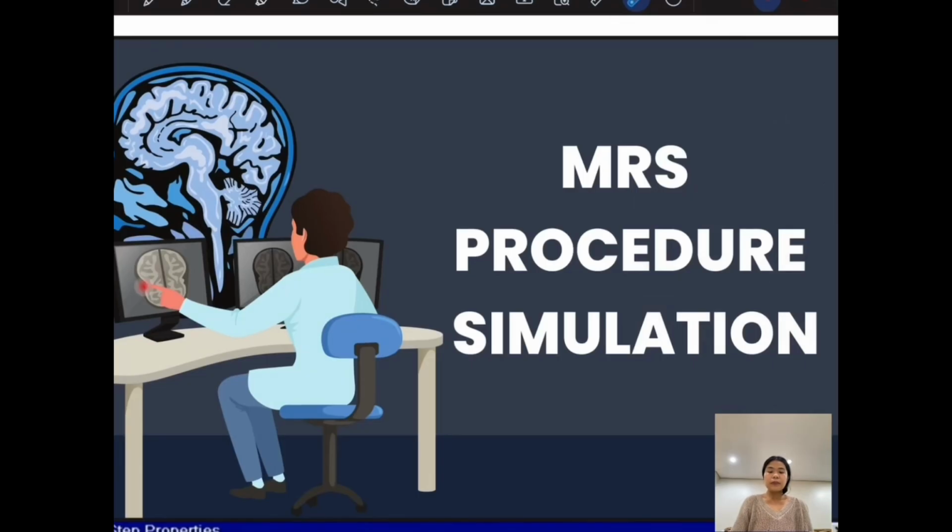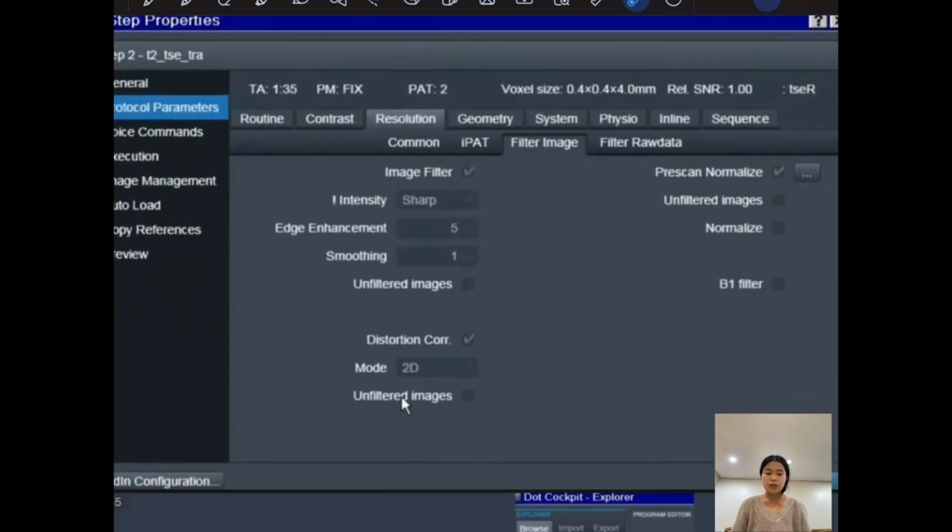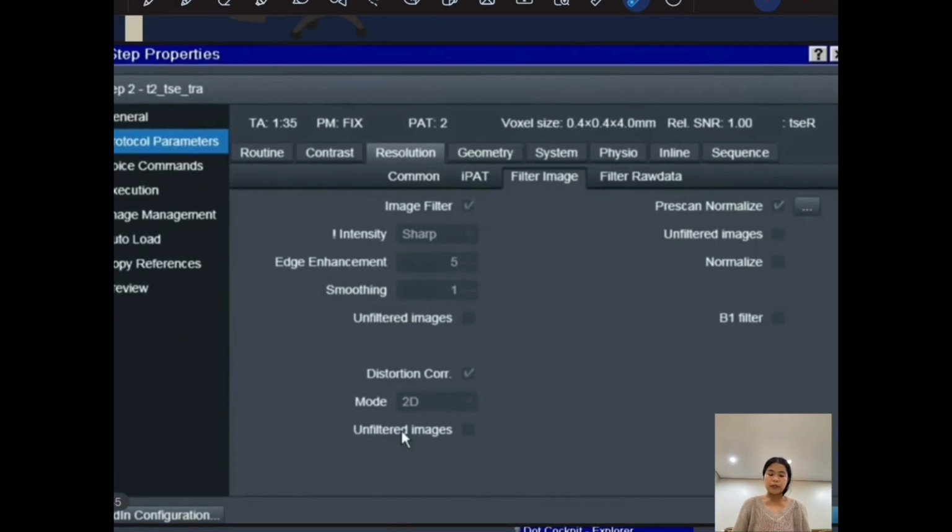So now, we will discuss the MRS procedure simulation, or the spectroscopy simulation on the machine. Assuming that the patient is already positioned in the machine, the next step is to acquire a weighted image as a sort of localizer. Per se, we will use a T2 weighted image.